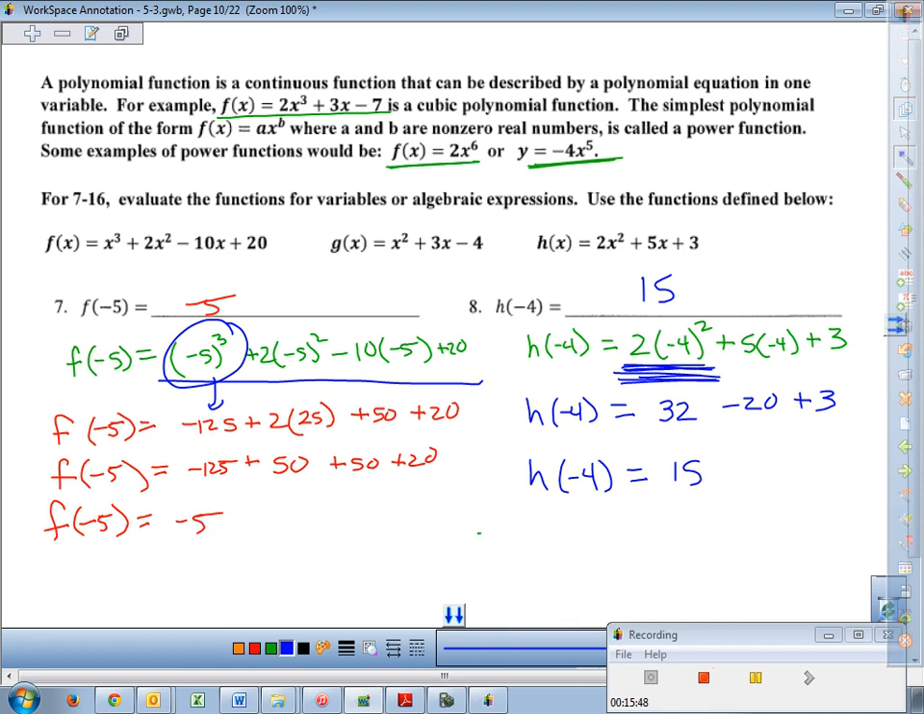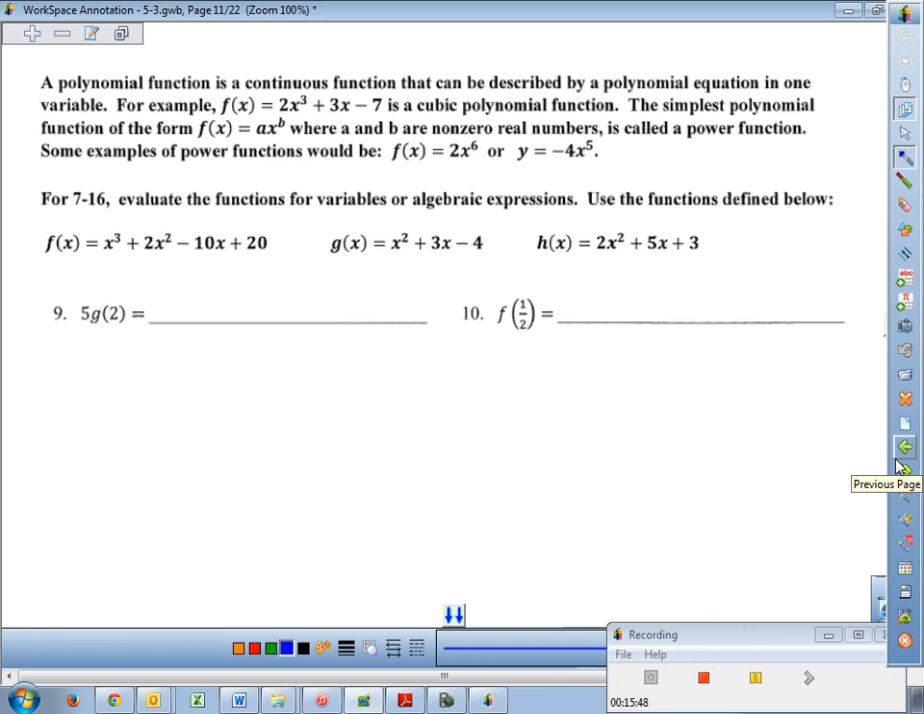Those are pretty simple, right? Because you're just taking an integer and substituting it in for a variable. Pretty simple to do. Next one looks all messed up. Something looks funky about that. 5 times g of 2. What we need to do first is figure out what g of 2 is. So let's figure out what the g function evaluated at 2 is first. That 5 will come into play at the end. So we just need to figure out g of 2.